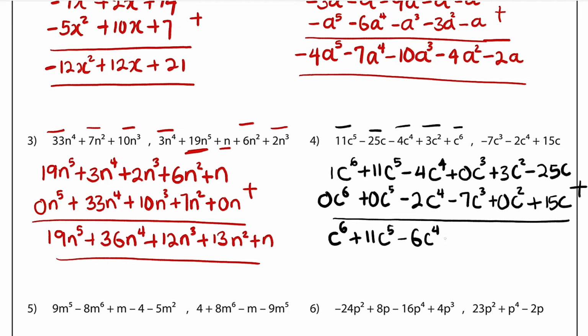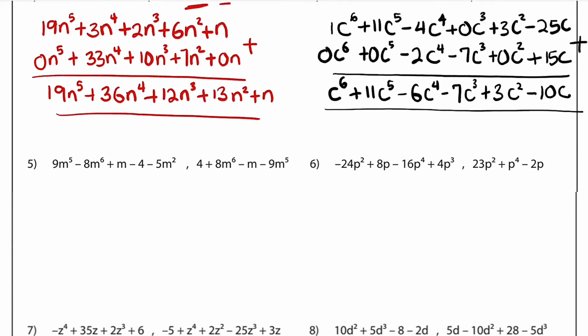0 plus negative 7 is negative 7, c to the power of 3. 3 and 0 is 3, c to the power of 2. Then negative 25c plus 15c will give us negative 10c. So we have just added these two polynomials.